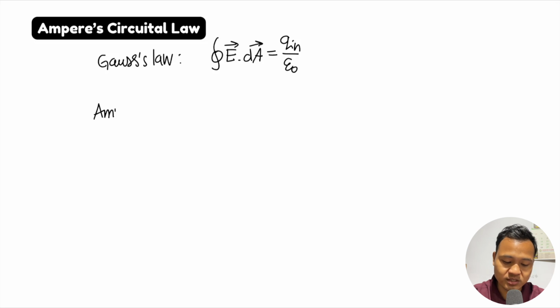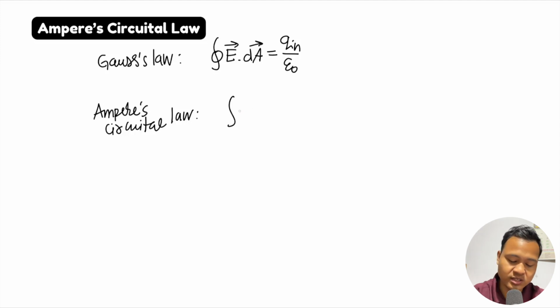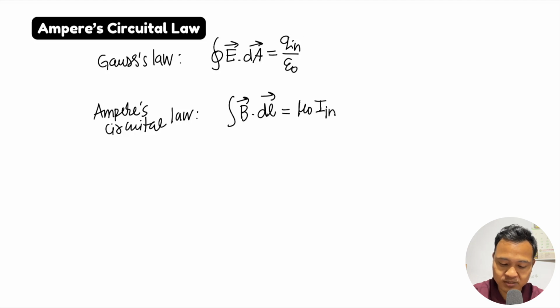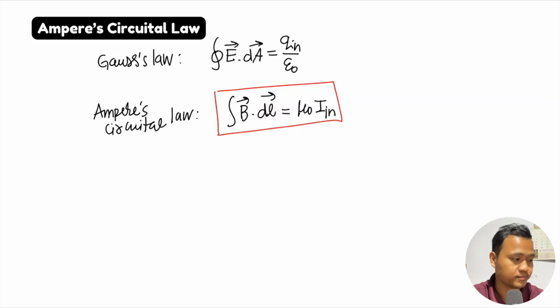So how do you write Ampere's circuital law? Again it is an integral: B into dL, where dL is the length element, is equal to mu naught into I in. Okay, so this is Ampere's circuital law. Same thing, you make a closed loop.